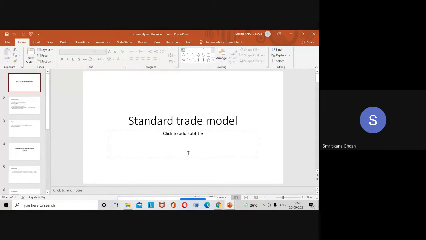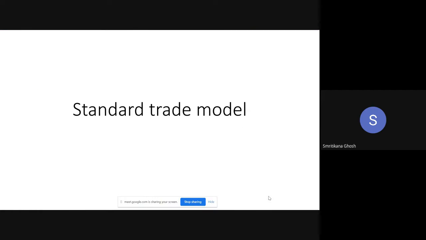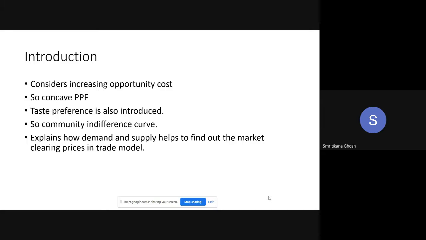Okay, so here, what is the background behind the standard trade model? Okay, there is an increasing, look, the first assumption, the increasing opportunity cost, so that PPF is concave. So here we are deviating from Ricardo. Okay, in case of Ricardo, the opportunity cost was constant and the PPF was a downward sloping straight line. But here we are relaxing that assumption, that no, opportunity cost is increasing. So we are going to get our normal PPF.